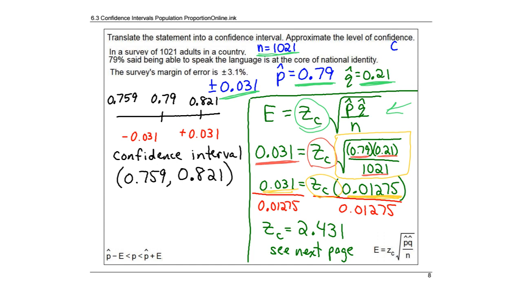So I want z of c by itself. So I'm going to go ahead and divide both sides by 0.01275. That gets rid of that over here. And then I can put this side in my calculator. When I do that, I get 2.431. So basically, I'm solving for z of c. This is why we did a little bit of work of solving linear equations. So I solved by dividing by 0.01275. That gave me z of c is equal to 2.431. Not quite there, but I'm getting there. So let's head to the next page knowing that my critical value is 2.431.